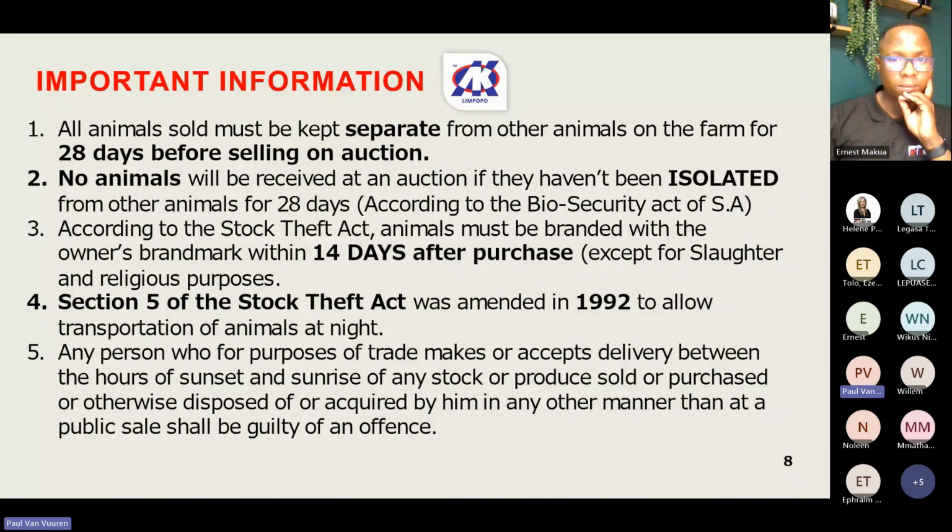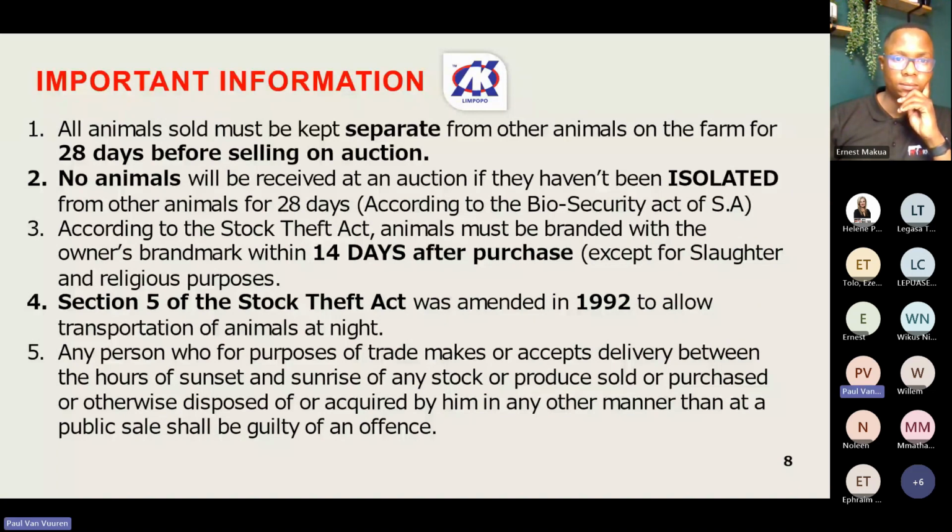But at the same time, any person who for purposes of trade makes or accepts delivery between the hours of sunset and sunrise of any stock, or produce, sold, or purchased, or otherwise disposed of or acquired by him in any other manner than at a public sale, shall be guilty of an offence. So animals can only go to an auction or travel from an auction at night, not for the above mentioned purposes that I've just stated. I hope it's very clear what I've said here.